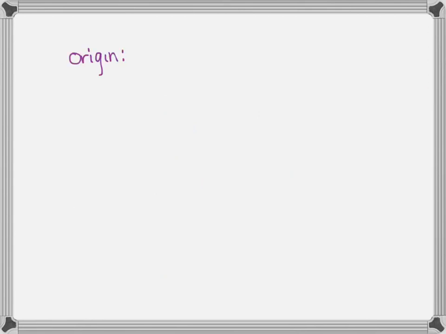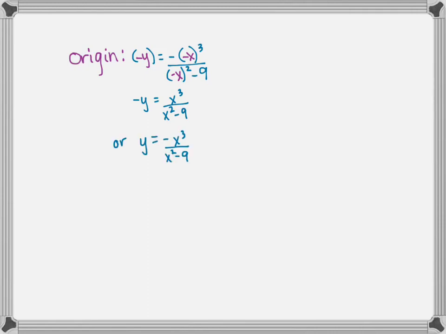Finally, let's test the origin. Take our equation, substitute negative y in for y and negative x in for x. Simplify. This becomes negative y equals x cubed over x squared minus 9. Divide both sides by negative 1. This becomes y equals negative x cubed over x squared minus 9. And this is the same as the original equation. So the graph of this equation is symmetric with respect to the origin. And this is the only type of symmetry this graph would have.